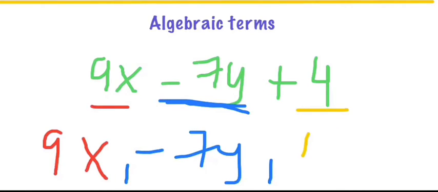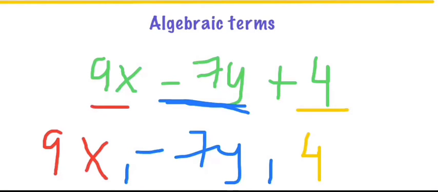So I have to mark over here 4. Now I'm just repeating again what the algebraic terms are. Algebraic terms are the parts of an expression joined by any sign: plus, minus, multiplication or division sign. So that thing is an algebraic term.